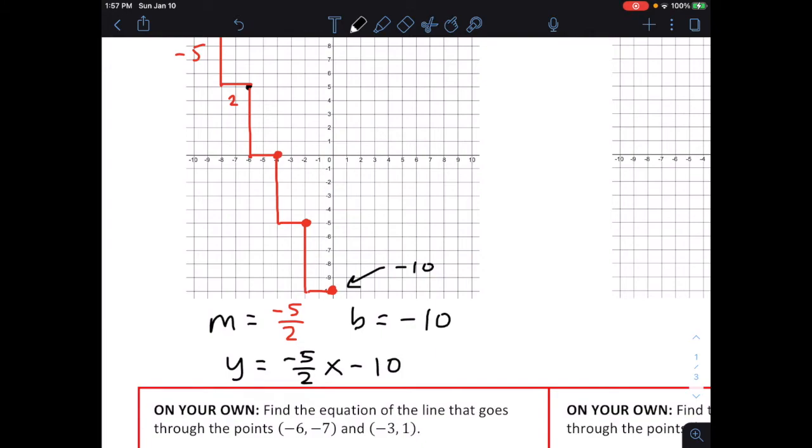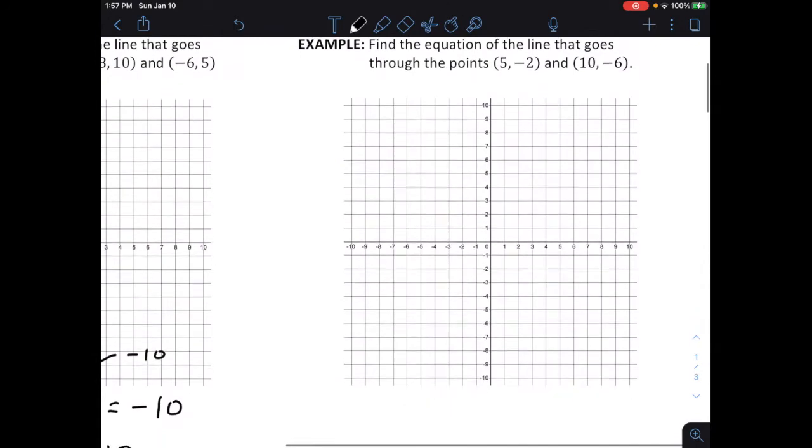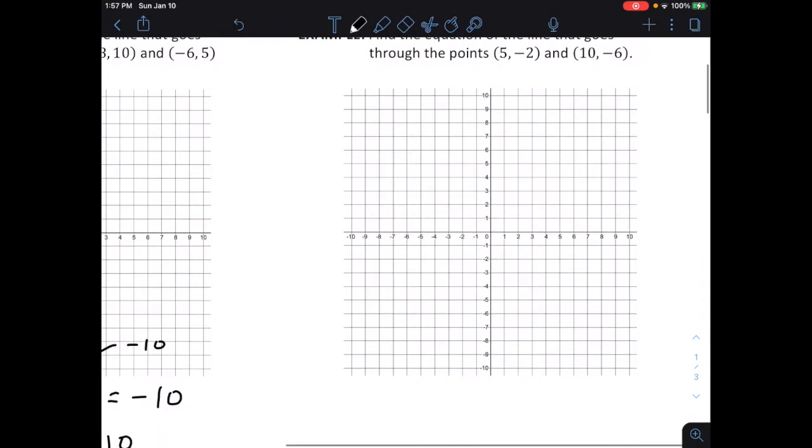All right, let's do another one. So in this one, we have the point 5, -2, and 10, -6. And the first thing I'm going to do is write m equals and b equals. And this is a good habit to have when you know you need to find those two things. Write it down first like this. That way you will have something to remind you what you're looking for. Okay, so we have the point 5, -2. So I go over to 5 and down to -2. And then I have the point 10, -6.